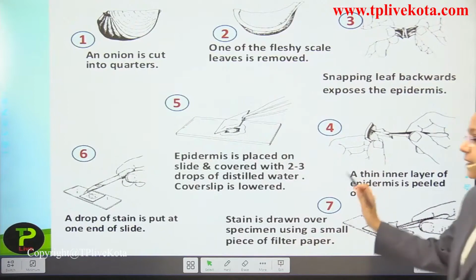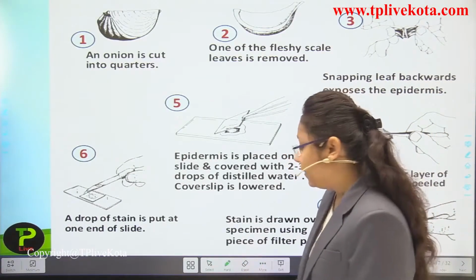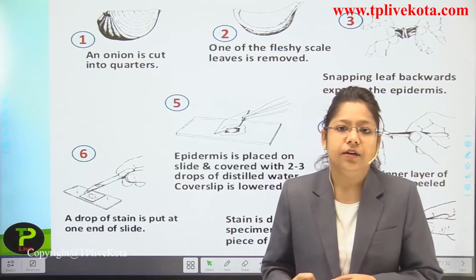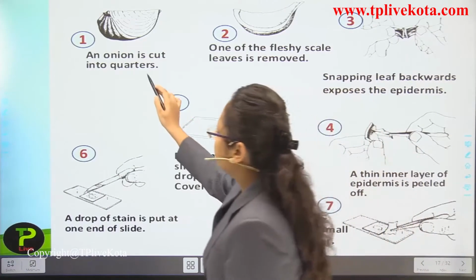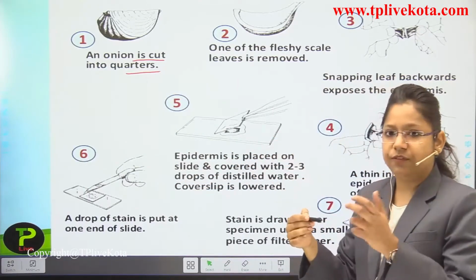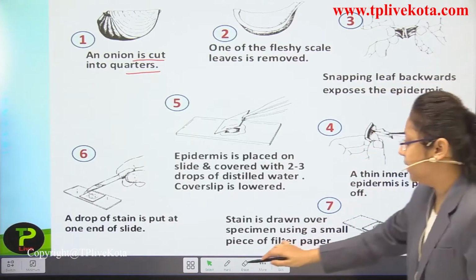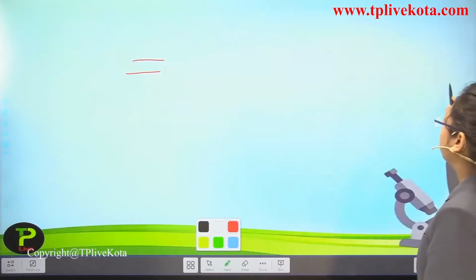This is the basic step and the procedure written over here. Now we are going to revise what we read in the video. First, we have taken an onion and cut it into two quarters. Then we have removed the fleshy scale leaves, and in the third step we are snapping the leaf backward.